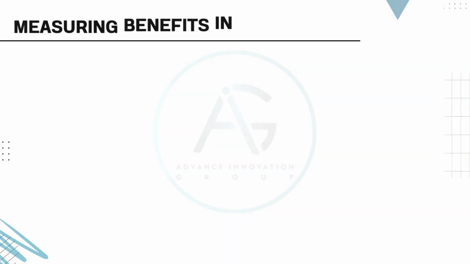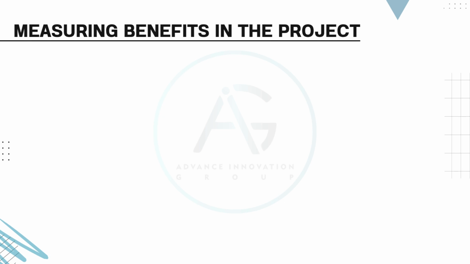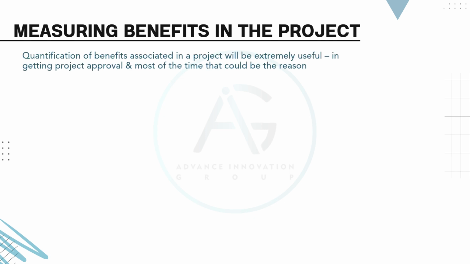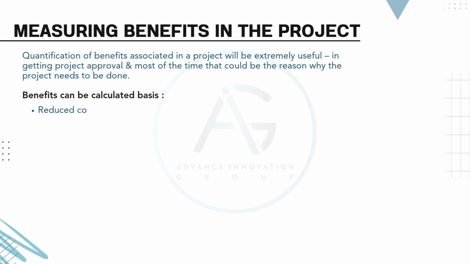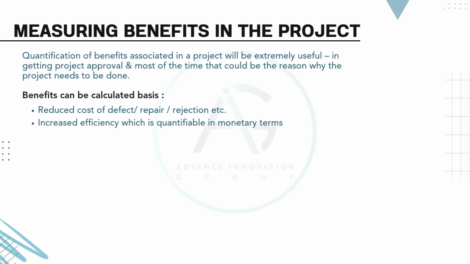Benefits. Measuring benefits in the project. Quantification of benefits associated with a project will be extremely useful in getting project approval, and most of the time that could be the reason why the project needs to be done. Benefits can be calculated on the basis of reduced cost of defect, repair, rejection, etc. Increased efficiency, which is quantifiable in monetary terms.